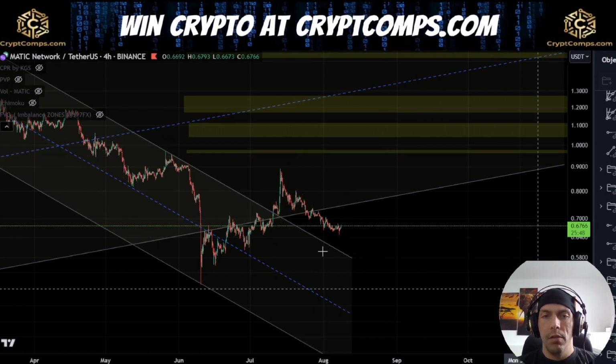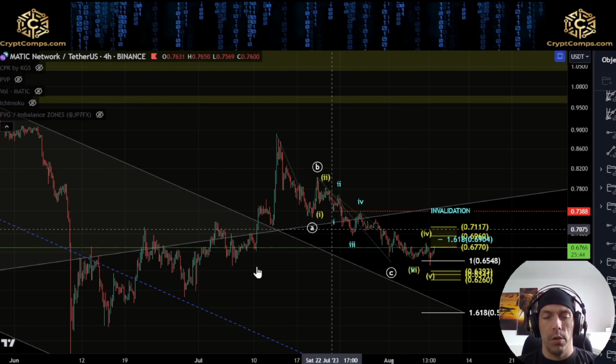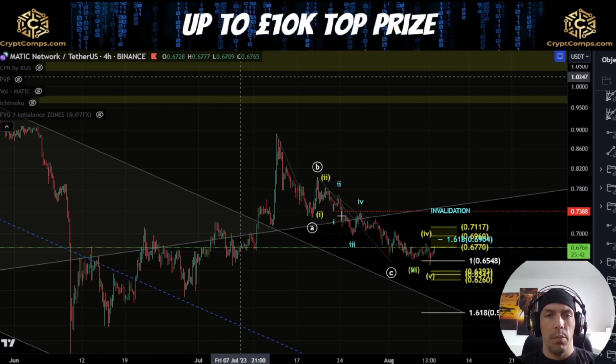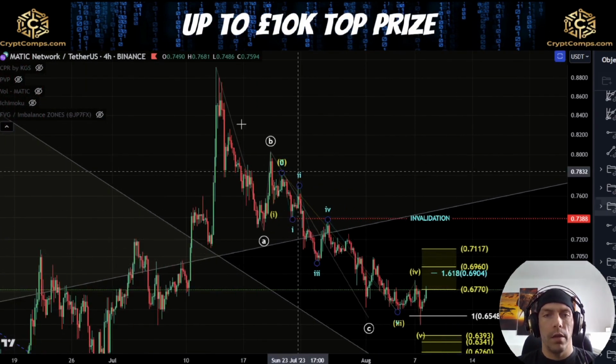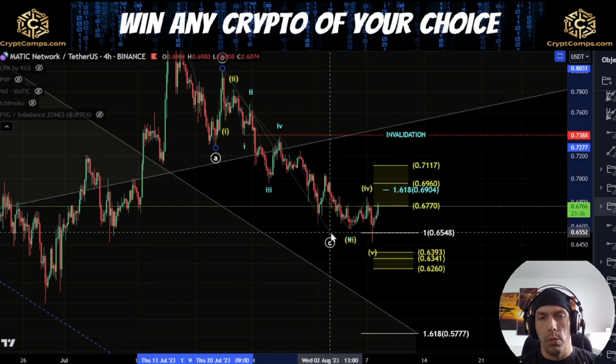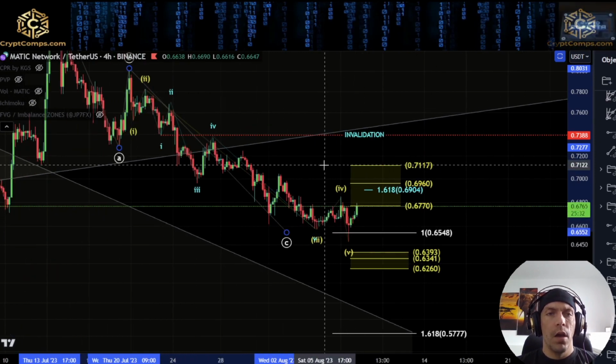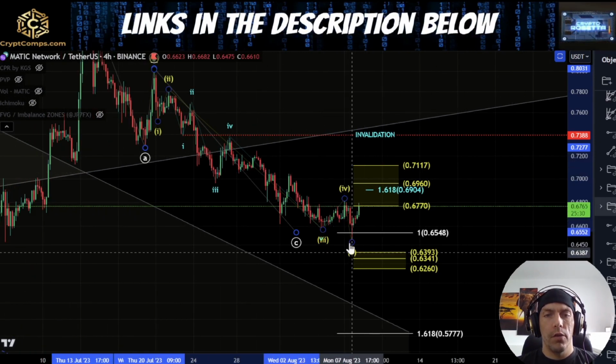Okay, so let's get into the lower degree counts here. What we were arguing is that if we are looking at this as a B wave, we had this as an A, B, and we're looking for a C. Now we've come down towards this one-to-one level already here at the 6548. Because of that, I'm looking out for the potential that this could actually be completed here.